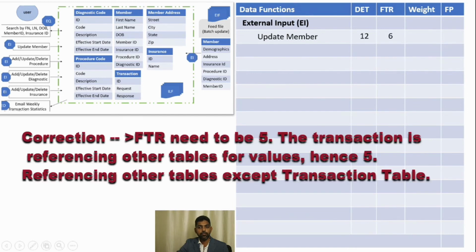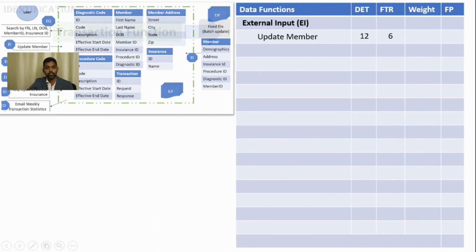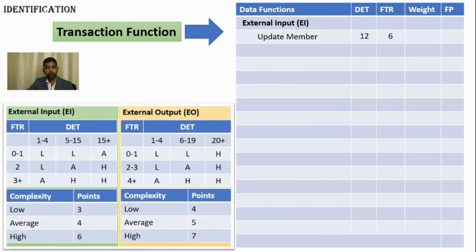Also, if there is any computation happening, we can add 1 point for one complex computation. So let's look at the FTR. FTR is 6. That is, it is affecting all the tables. So with that, let's look at the next chart for identifying the function point. It is similar to what we did for the internal logical files or external interface files. 12, 6. If you go into the external input table, 12 comes under DET 5 to 15 and 6 is here. So it is a high. For high, the function point is 6.